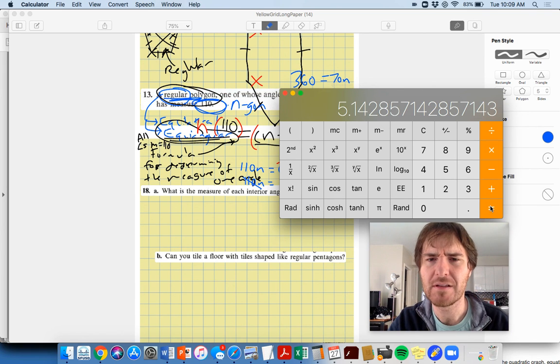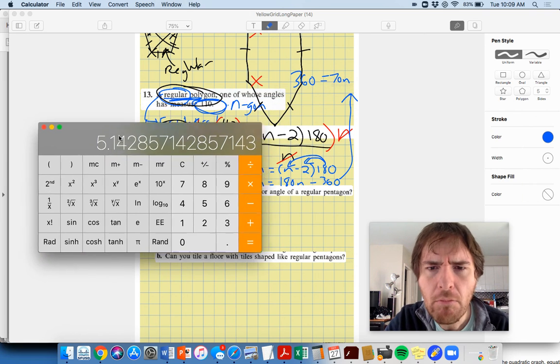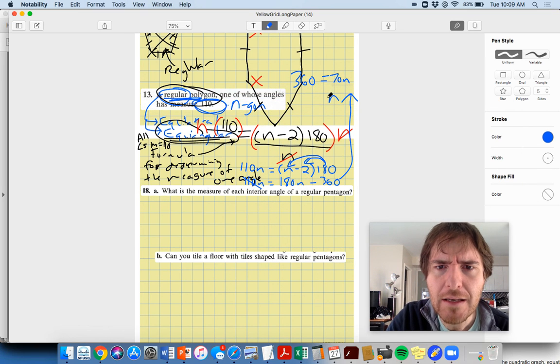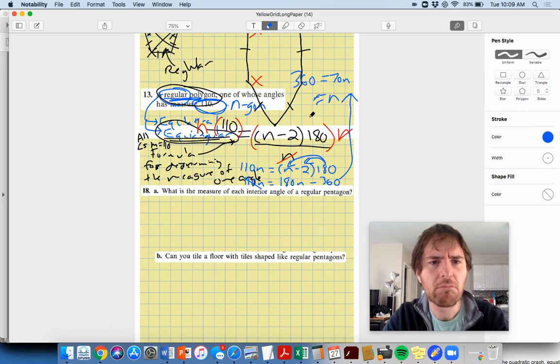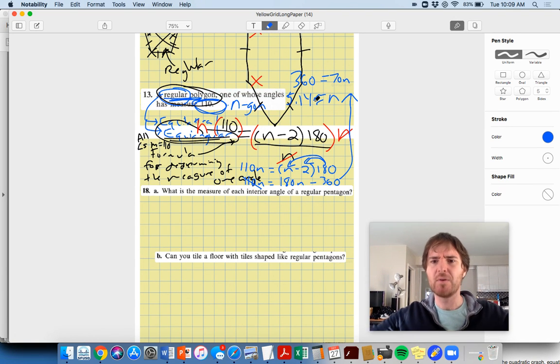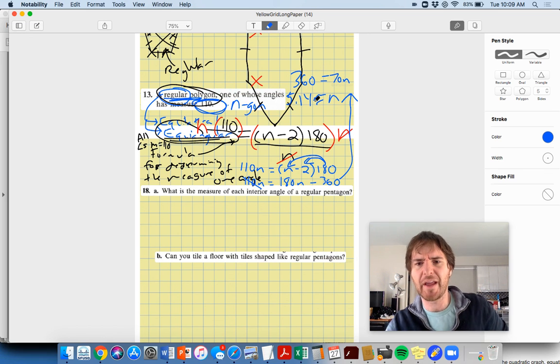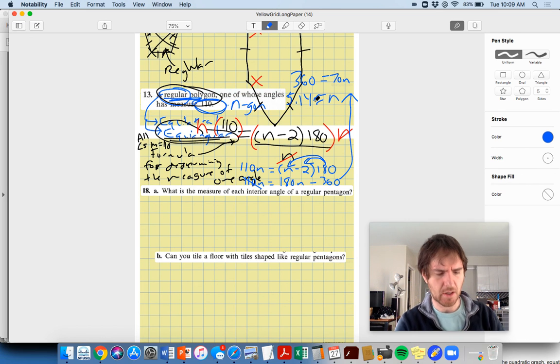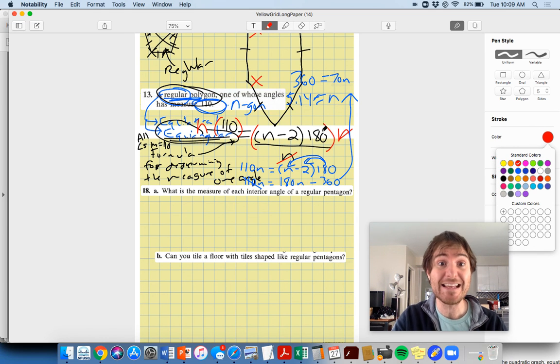This. Wait, hold on. This polygon has how many sides? N is about 5.14 here. What's unusual about this? What's a little strange about this whole thing? And anyways, right? This is impossible. A polygon can't have 5.14 sides. That's crazy, okay? So there is no regular polygon.